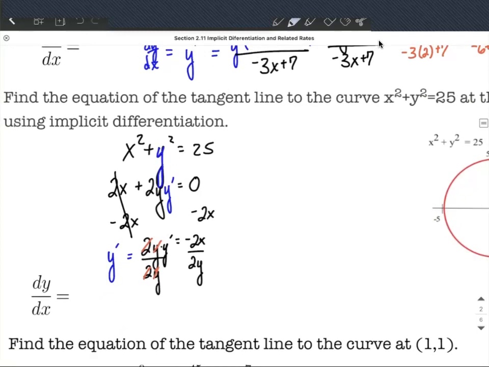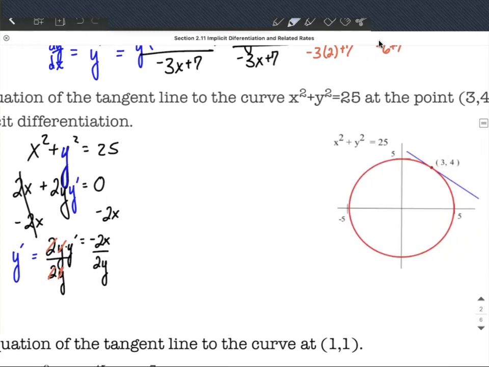Okay, but our specific point we cared about was (3, 4). So we're going to use that ordered pair. We've got an x value and a y value, and let's fill them into our derivative. That'll be negative 2 times 3 over 2 times 4. I guess I could have simplified the derivative by canceling out the 2's, but I'm going to do it at this point instead. So the derivative, when we evaluate it at that point, is negative 3/4.